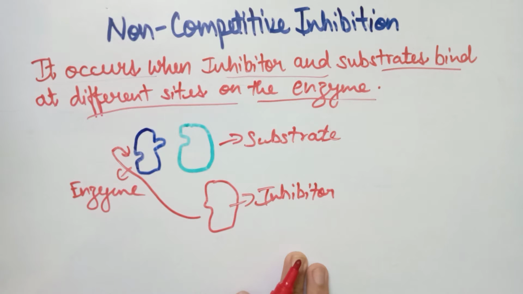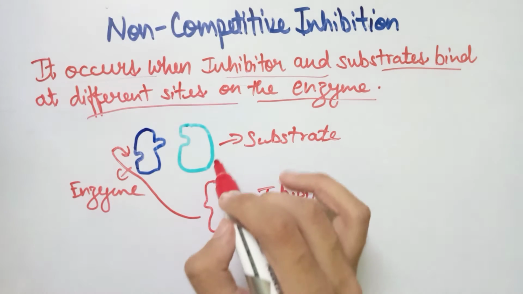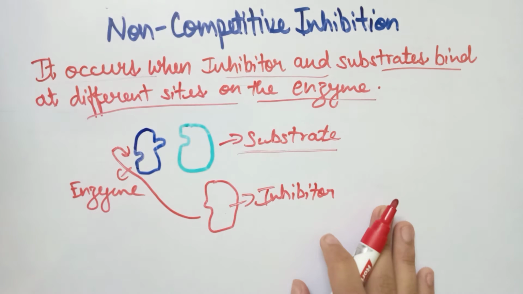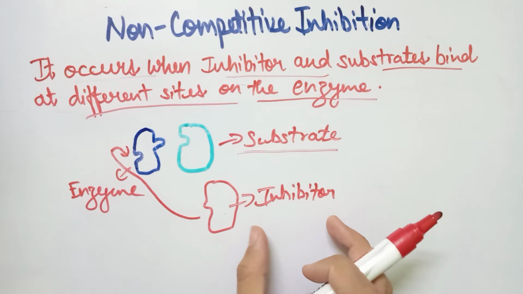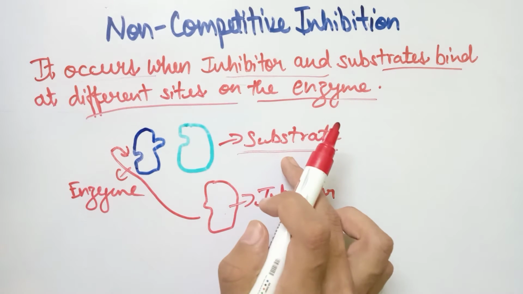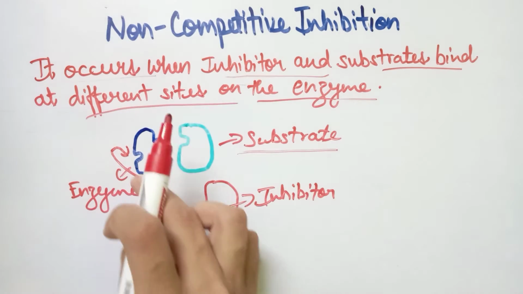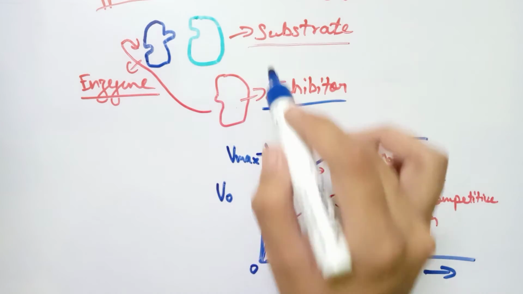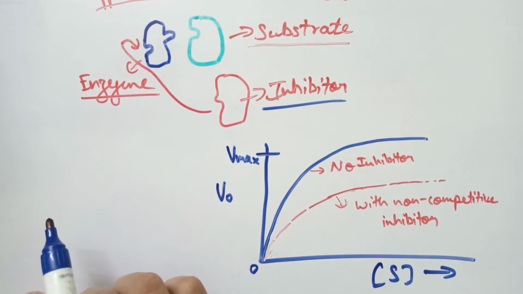So it is not competing with the substrate in this case, as it was in the case of competitive inhibition. The inhibitor is not competing with the substrate, but it is still inhibiting the activity of the enzyme. So in this way the inhibitor works in non-competitive inhibition.